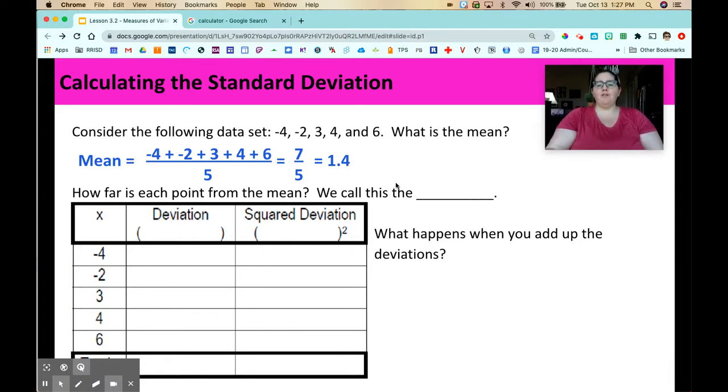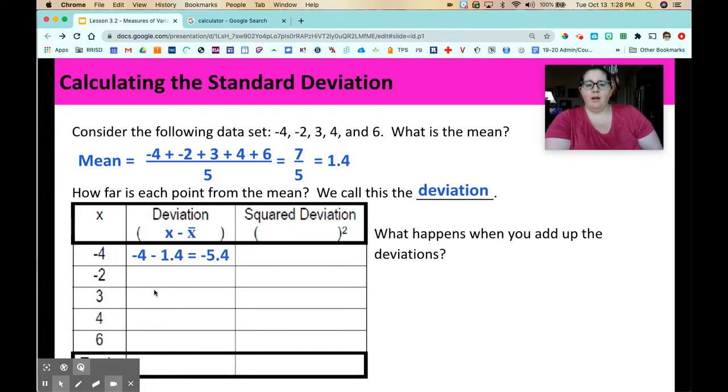Deviation means how far is each point from the mean. So how far is each value in my list from that mean of 1.4? Finding that distance is basically just subtracting. So I'm going to take each value and subtract the mean, which is what we have here. So we have x minus x bar. X bar is the symbol that statisticians use for mean or average, and then x would just be the number. So we're going to take each number and subtract the mean and see what we get.